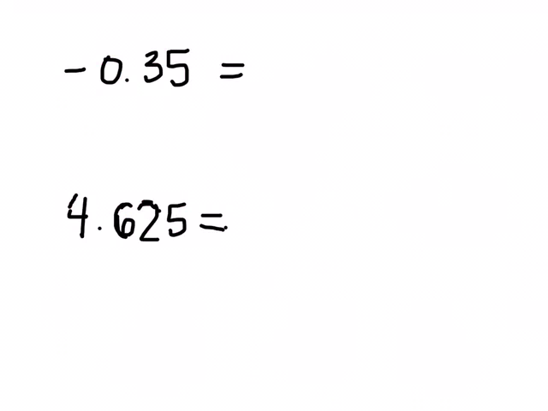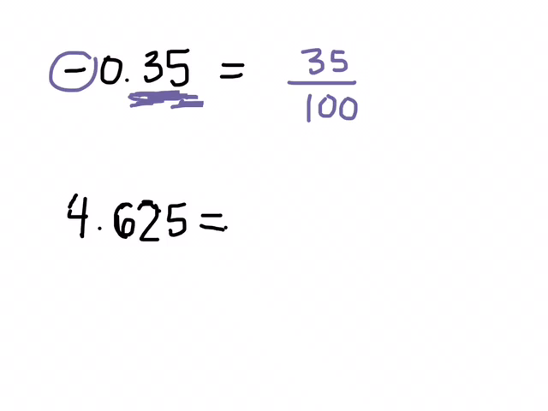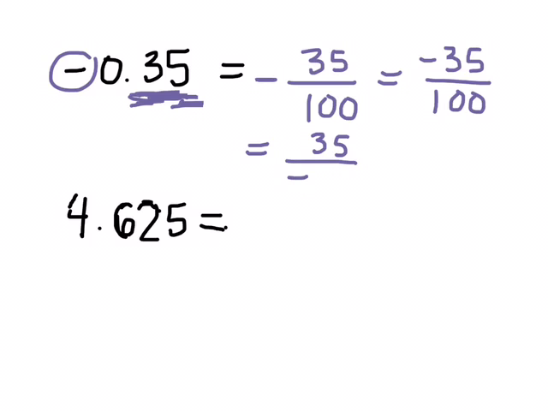So, okay, how would you write this? 0.35 means 35 hundredths, correct? There's two decimal places, so this is the tenths and this is the hundredths. But where can I put the negative sign? I can write it three ways. We just talked about this. I can write it in front of the whole thing, or I can write it with the numerator, or I can write it with the denominator.